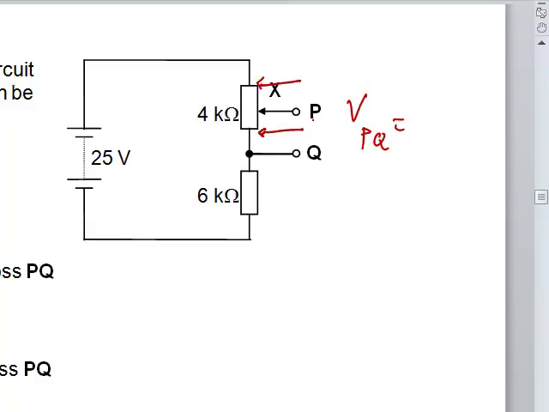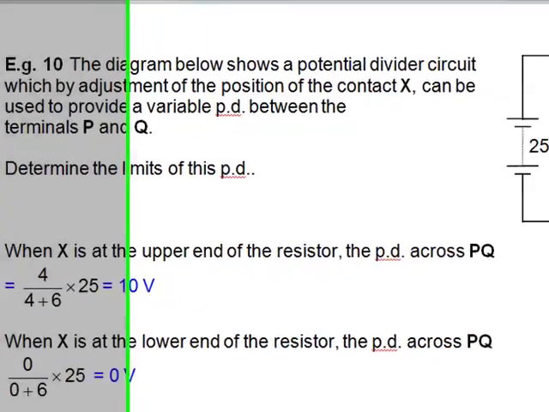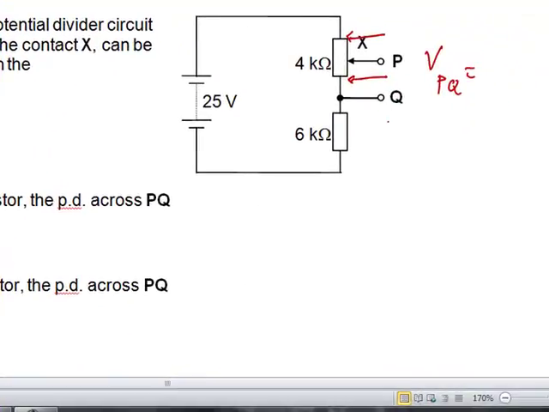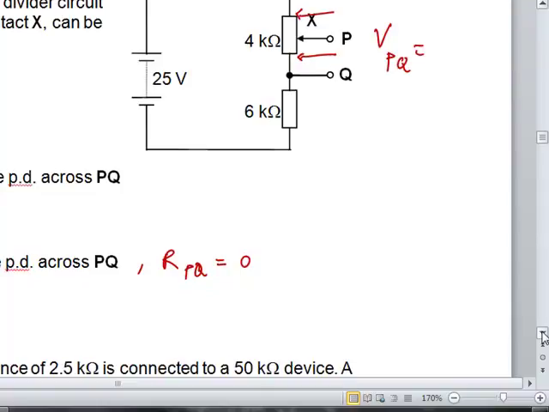Now obviously if you bring X all the way to the top, upper end, then the PD between PQ is simply 4 divided by 4 plus 6 times 25, which is 10 volt. That's the first part. But if X is brought further down at the lower end, then there is no resistance within PQ. The resistance of PQ is simply 0. Okay, so in that case the PD across PQ is 0. So this is how we can vary the potential difference between 2 points by using the variable resistors.